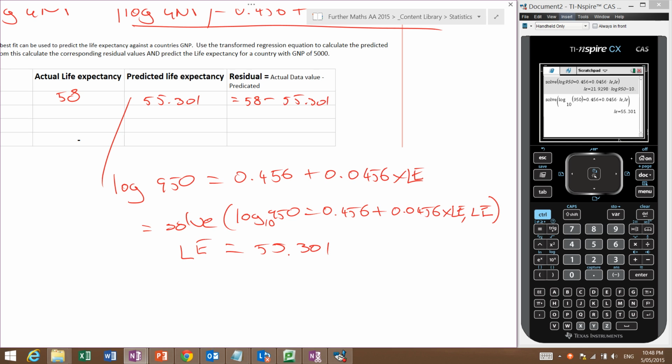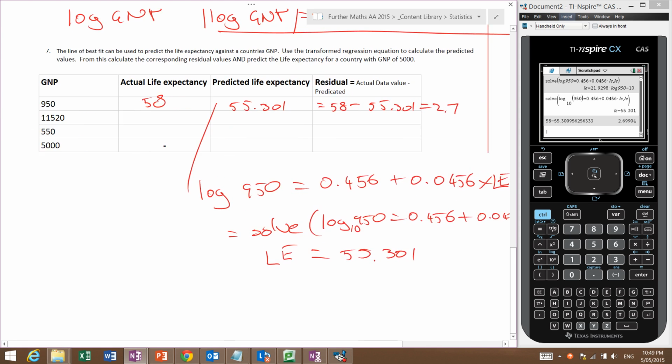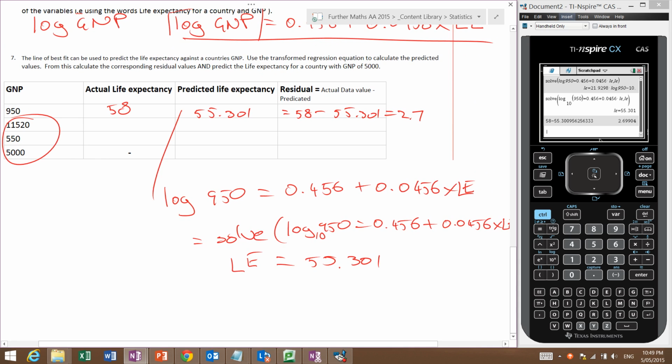And so we're going to go 58 minus, we just need to get rid of these bits. We go enter. So our residual is equal to 2.7. Okay, that's what our residual will be for there. And you can do that for each of these subsequently. I'm not going to do it because it'll take too much time, and this has gone on long enough as it is, I think. Okay.